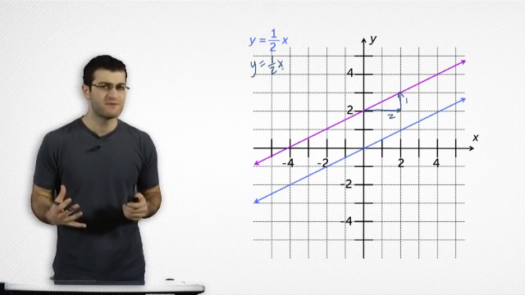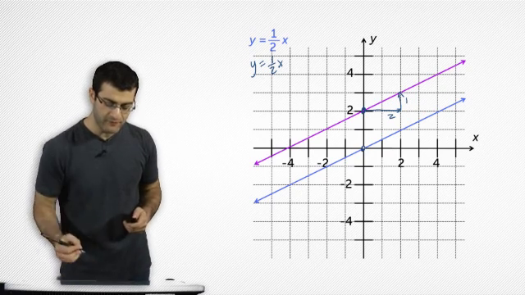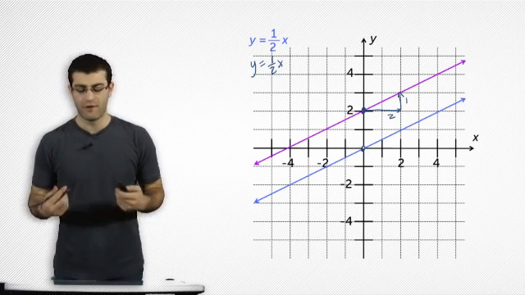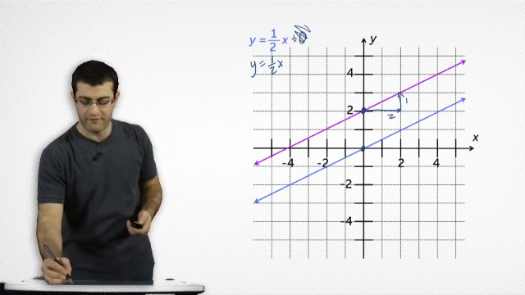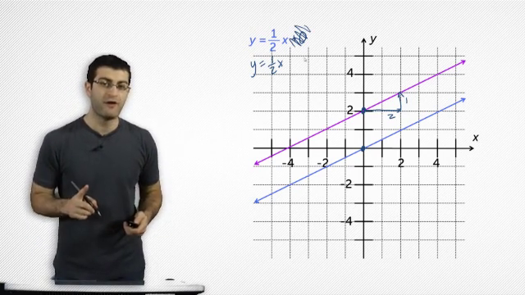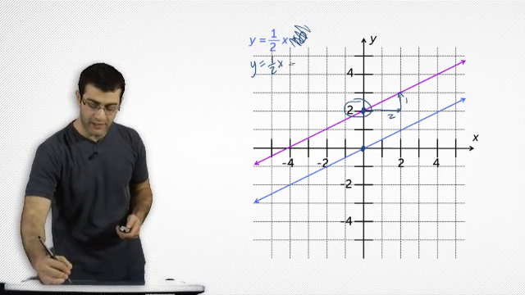But what's the difference between these two lines? The difference is where they go through the y-axis. The blue line goes through the y-axis at the origin. So it's 1/2 x plus 0, but we don't really have to write plus 0. Meanwhile, the purple line goes through at the point 2. So I just have to write plus 2.